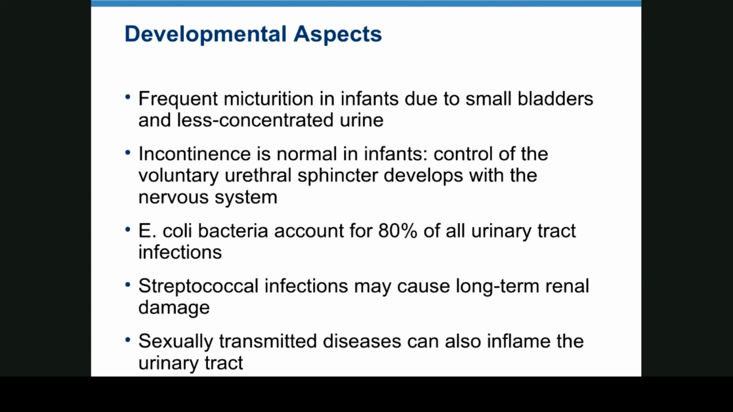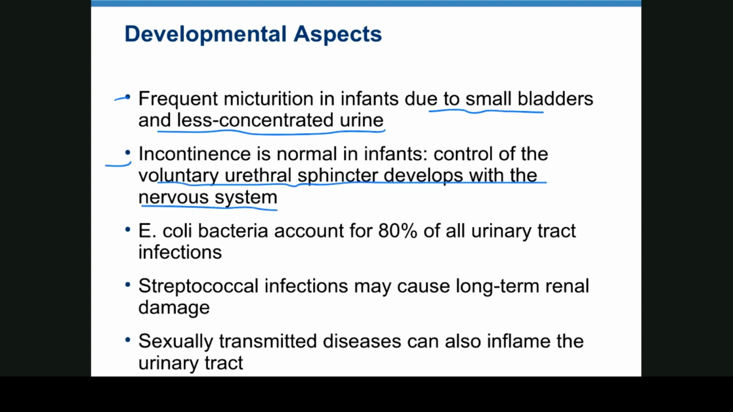Okay, developmental aspects: frequent micturition or urination in infants is due to small bladders, and they can't concentrate their urine as much. They live on liquid diets. Incontinence is normal in infants. They pee all over you and in diapers. The control of the voluntary urethral sphincter develops with the nervous system.